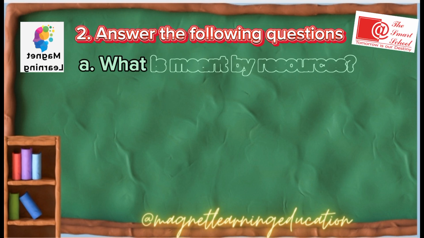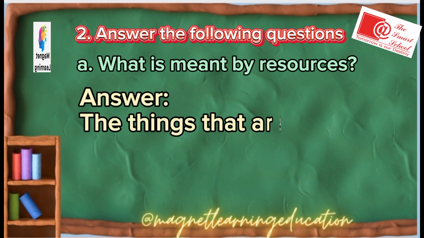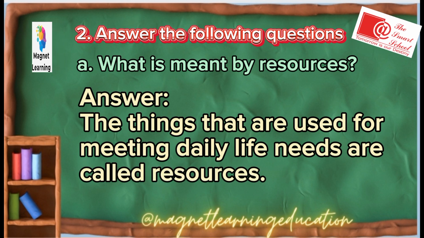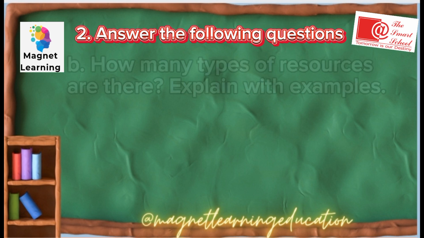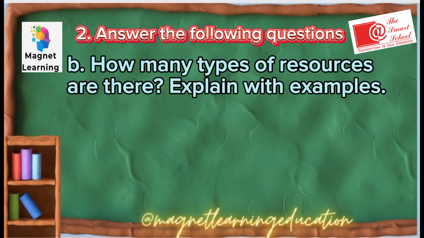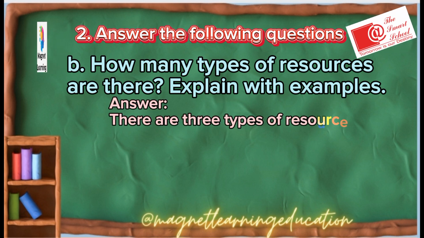A. What is meant by resources? Answer. The things that are used for meeting daily life needs are called resources. B. How many types of resources are there? Explain with examples. Answer. There are 3 types of resources.